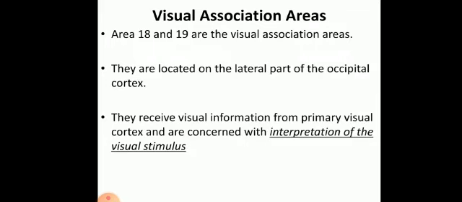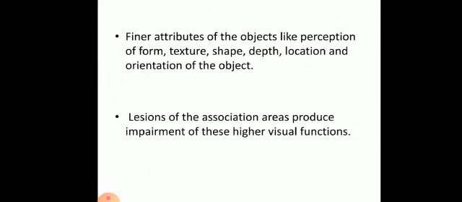Now the second slide tells us about the visual association areas. Areas 18 and 19 are the visual association areas, and they are located on the lateral part of the occipital cortex. They receive information from the visual cortex, which is concerned with interpretation of the visual stimulus.